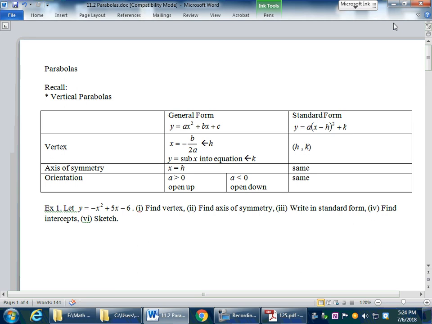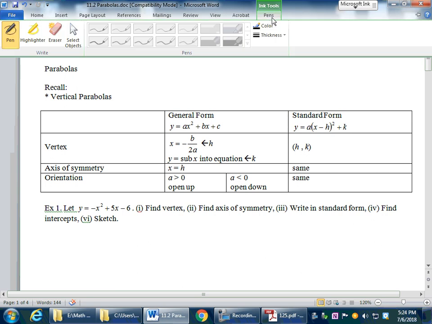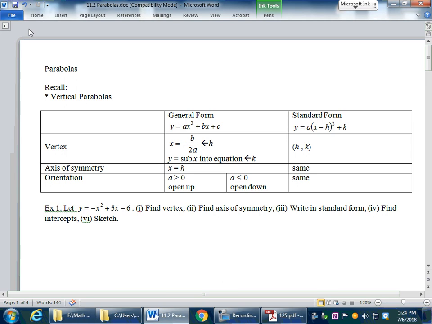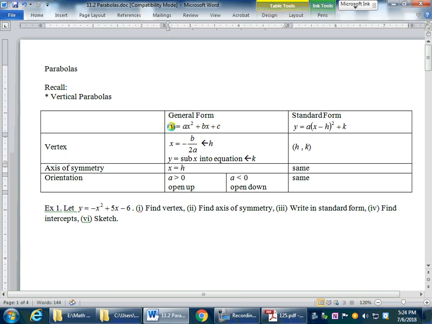So let's review a little bit on vertical parabolas. If a parabola is vertical, it will be in y equals x squared format. And of course, since this is a quadratic equation, it will be ax squared plus bx plus c. So we call this the general form. And the standard form is also known as the vertex form. You can clearly see what your vertex h and k is right away.